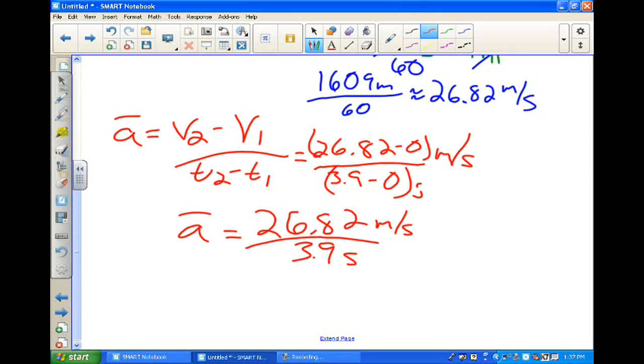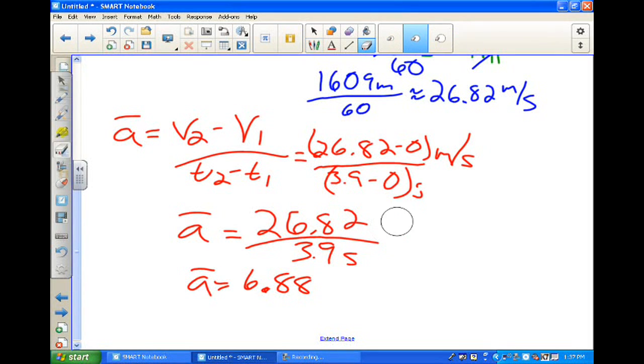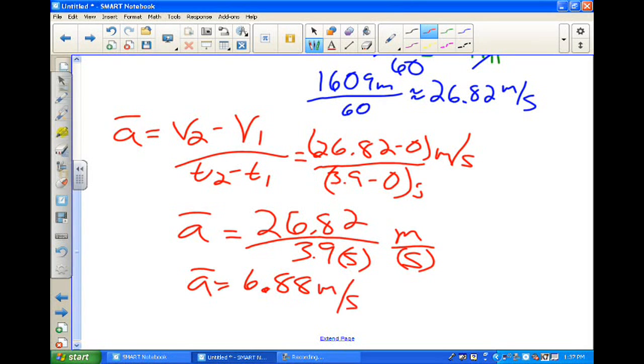That's going to give me a number, and then I also at some point will want to double check the units. The number that it gives me is going to be 6.88, and then meters per second squared should be what I get. Now remember, meters per second is meters over seconds, so I have 2 seconds on the bottom, or seconds squared. So the average acceleration of the sports car is 6.88 meters per second squared.